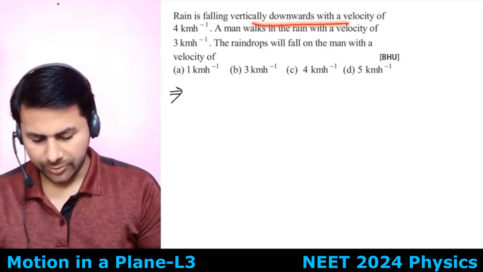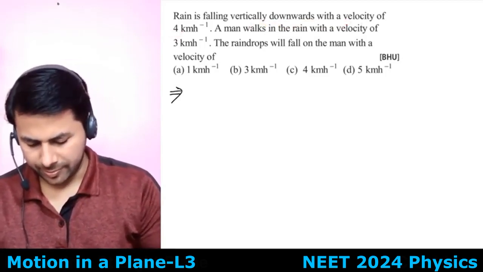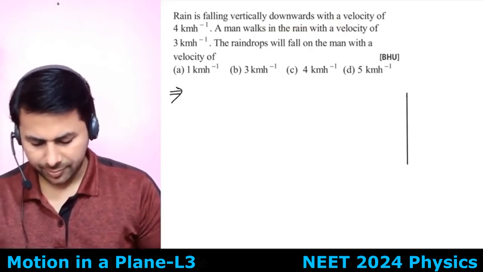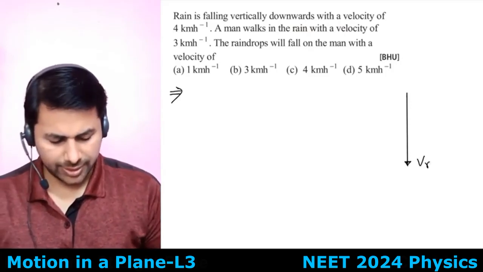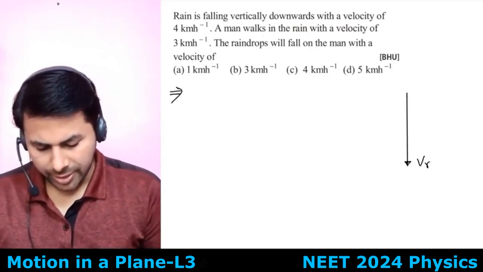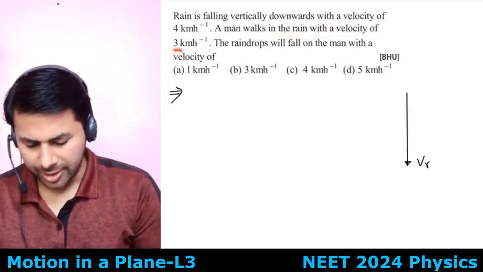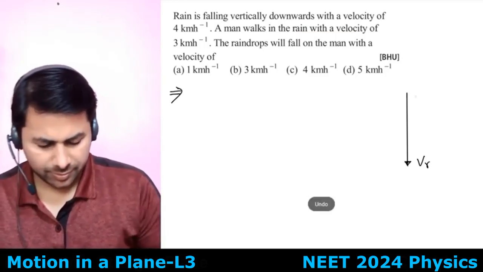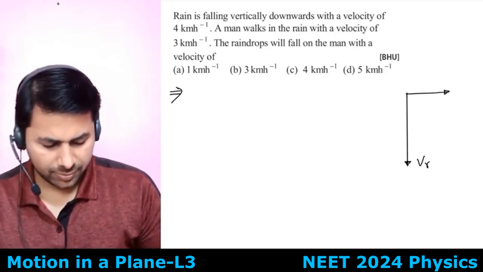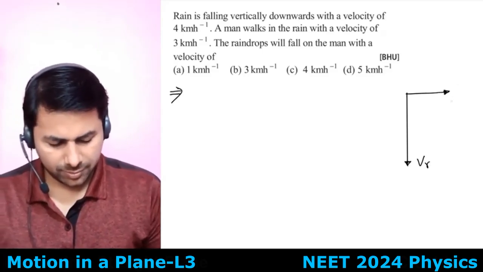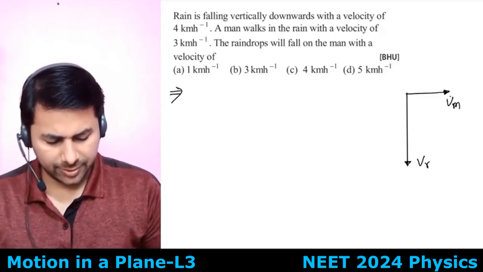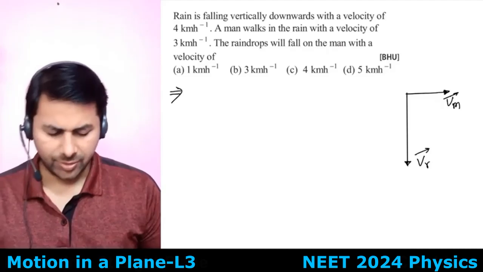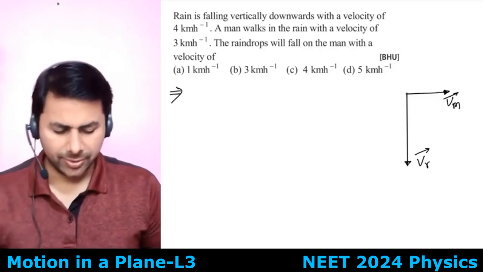Okay. Rain is falling vertically downwards with velocity of 4 km per hour. So this is velocity of rain. And man is walking in the rain with velocity of 3 km per hour. So let's suppose man walks in this direction. So this is velocity of man, this is velocity of rain. So raindrops will fall on the man with velocity of, they are only asking about the magnitude.